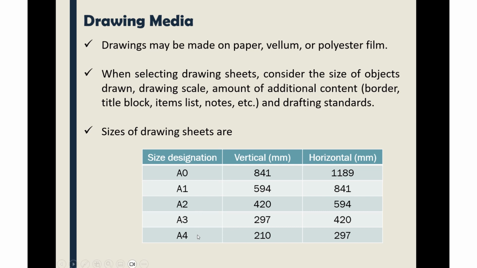If you observe, your A3 paper is twice the size of your A4 paper, while your A2 paper is twice the size of your A3 paper. And likewise, A1 is twice the size of your A2 paper, and then A0 is twice the size of the A1 paper. For this course, we have made the choice of A2 drawing sheet, which is 420 mm on the vertical as the height and 594 mm on the horizontal. So that is the drawing media that we have adopted for this course.